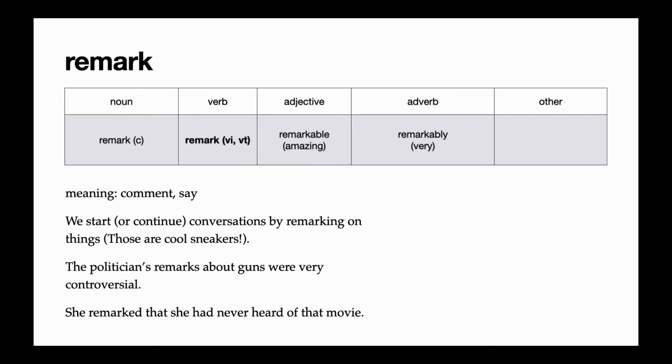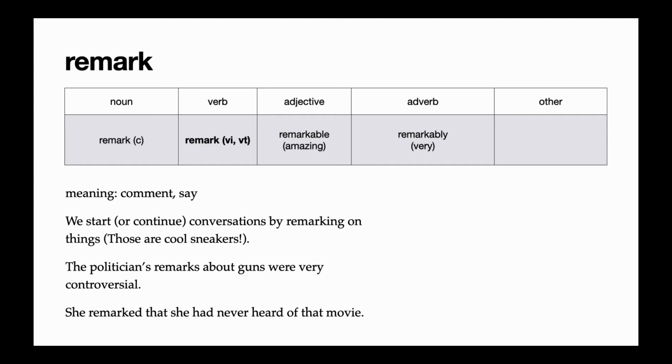Next, we have the verb remark. Remark means to comment or say something. And just like these 2 verbs, comment and say, these can be intransitive or transitive verbs. You can remark, period, or you can remark something. In the reading, the example was, we start or continue conversations by remarking on things. Like, those are cool sneakers.